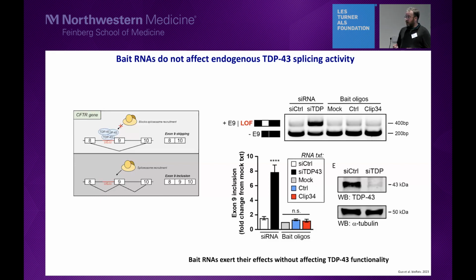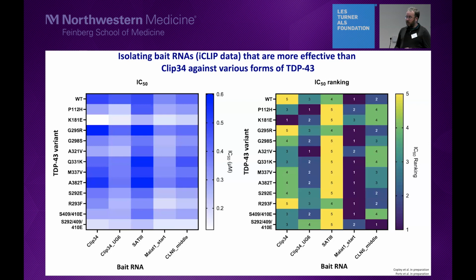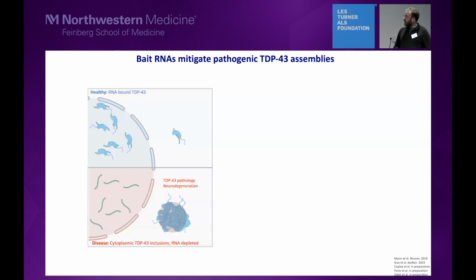So CLIP34 is our initial lead bait RNA, but we've been exploiting a lot of RNA-seq and iCLIP data, looking for bait RNAs that work even more effectively than CLIP34. We actually have a number of these now that work more effectively than CLIP34 against TDP-43. And they don't only work against wild type TDP-43, they also work against a variety of disease-linked mutant forms of TDP-43 and also various PTM mimetic forms of TDP-43 that we associate with disease. So I'll close there and conclude.